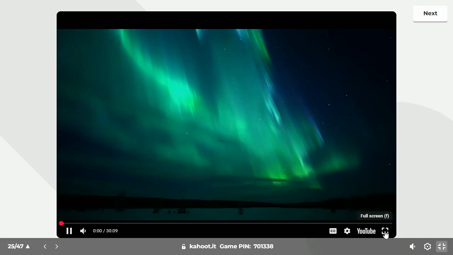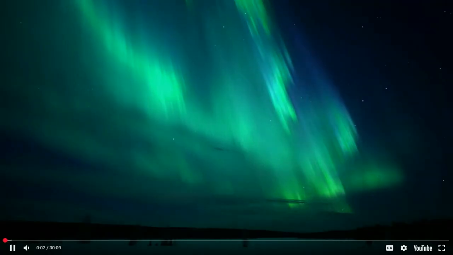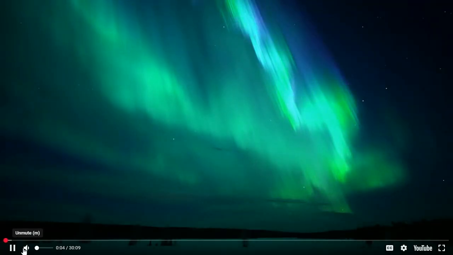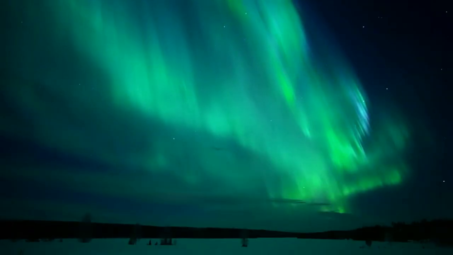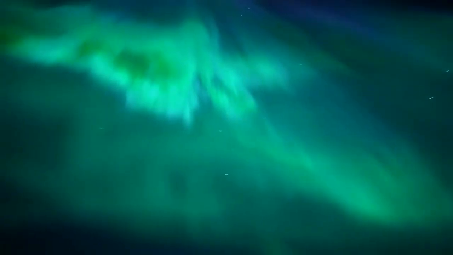And if you ever get a chance to see the northern lights, I would highly recommend it. I have never seen them in person, but I mean, this just looks really cool.